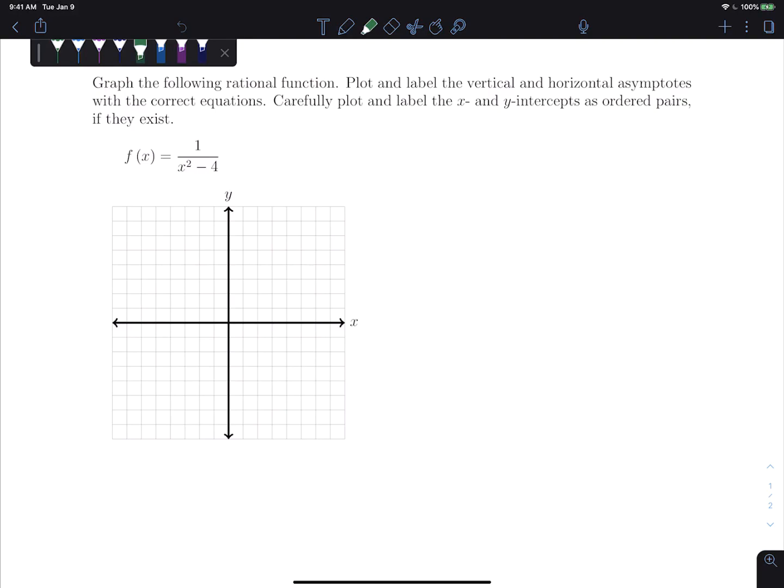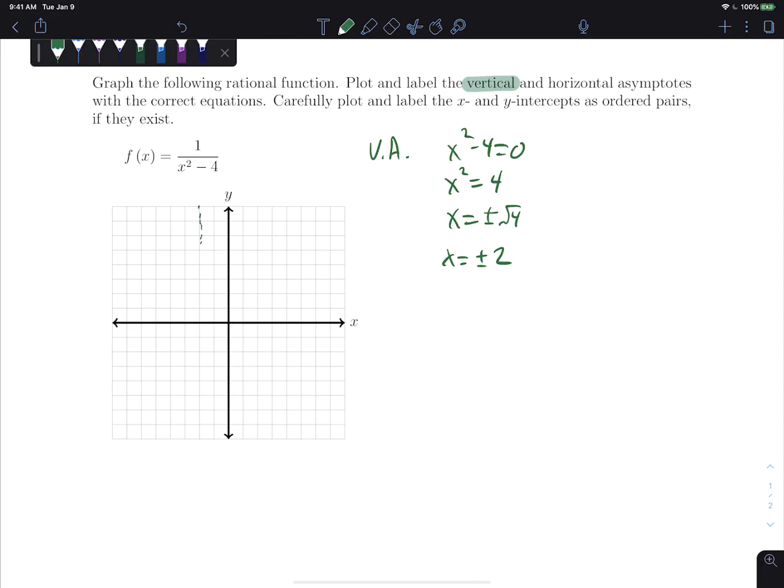Okay, first thing we're going to do is look at vertical asymptotes. So for the vertical asymptotes, we're going to take the denominator and set it equal to 0. Add the 4, square root property, which means x equals plus or minus 2. So we have actually two vertical asymptotes: x equals negative 2 and x equals positive 2.